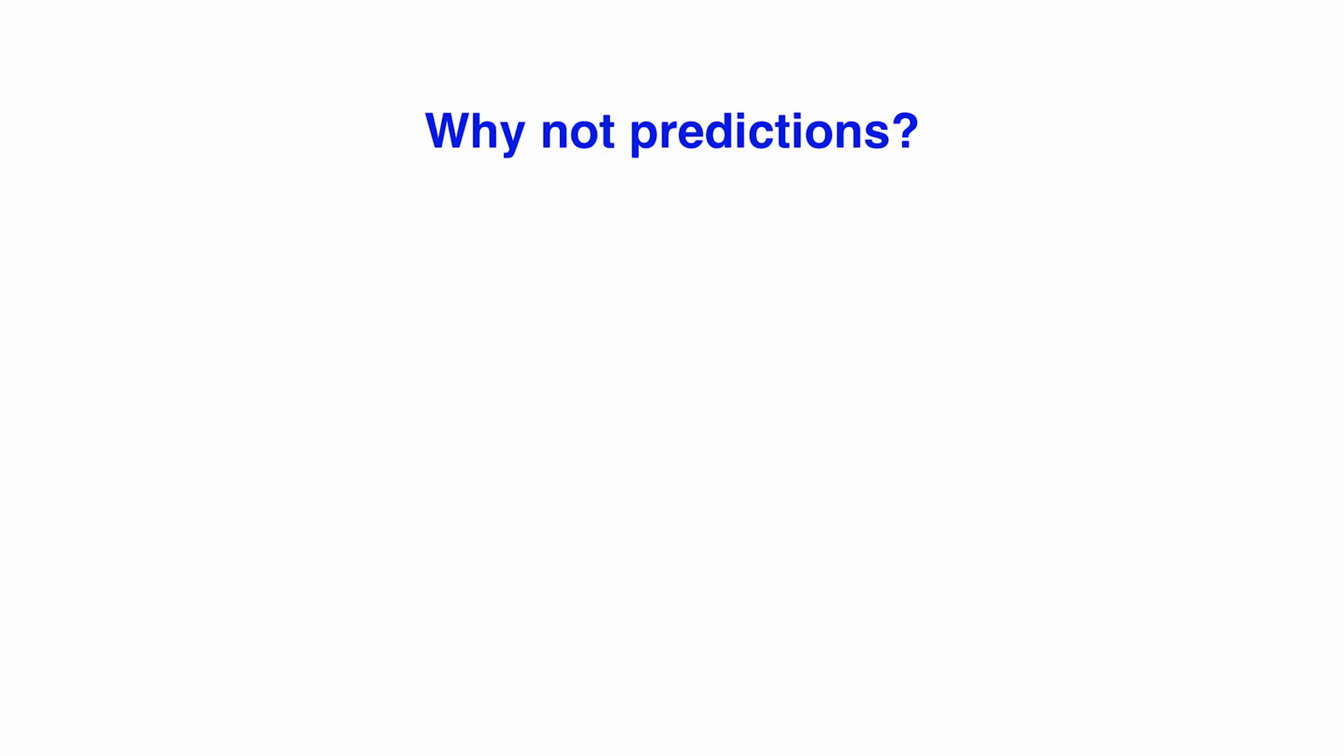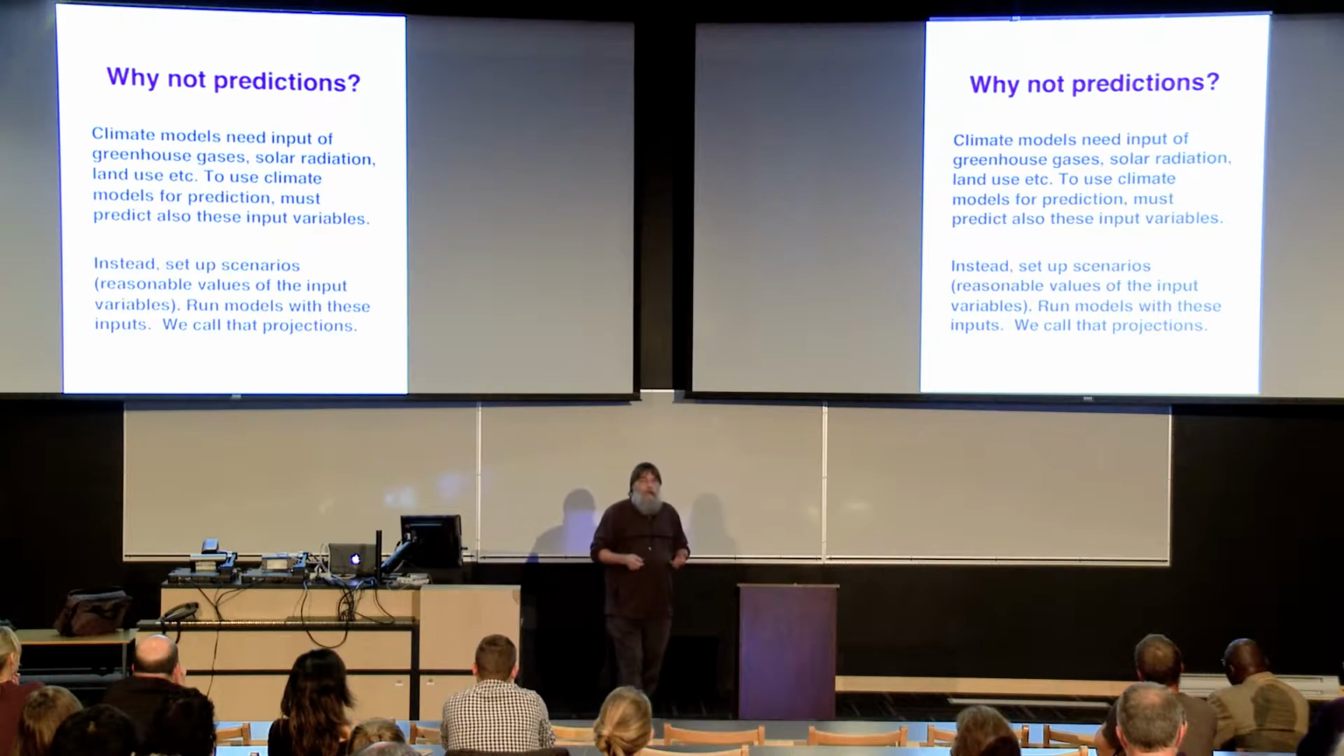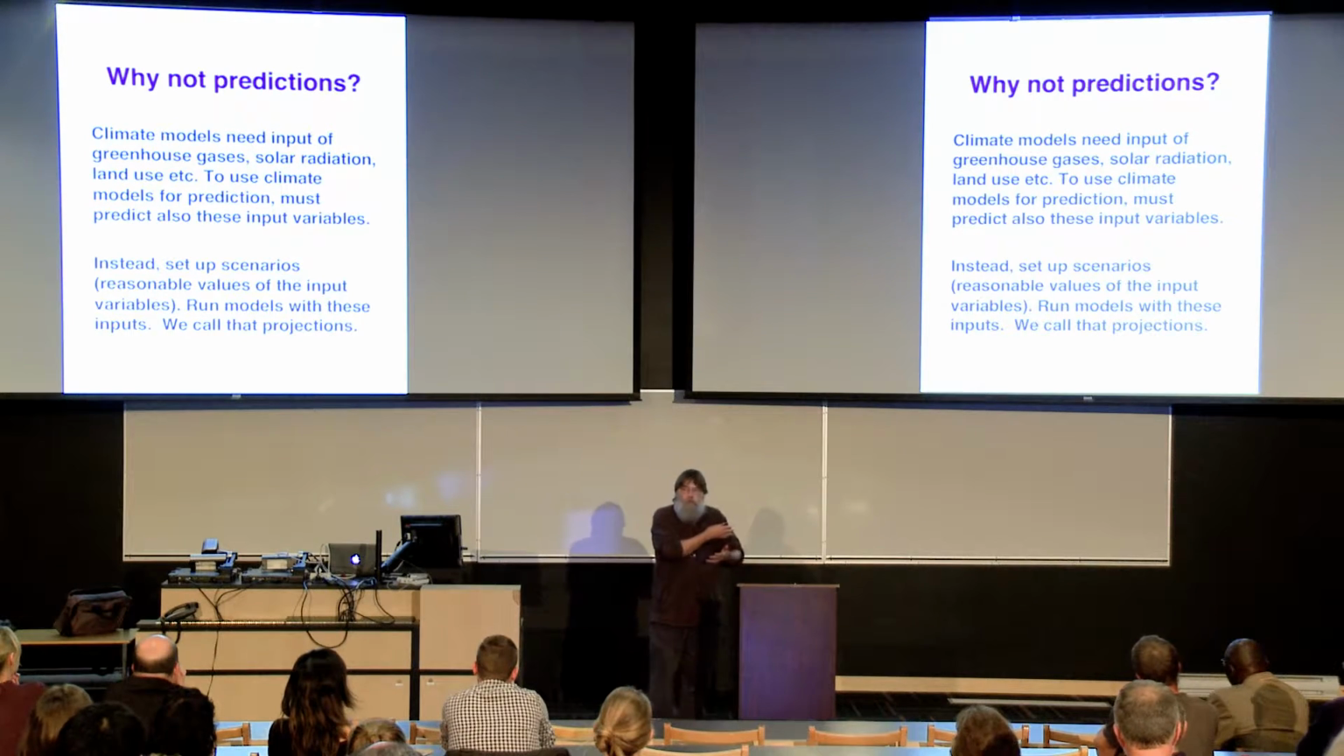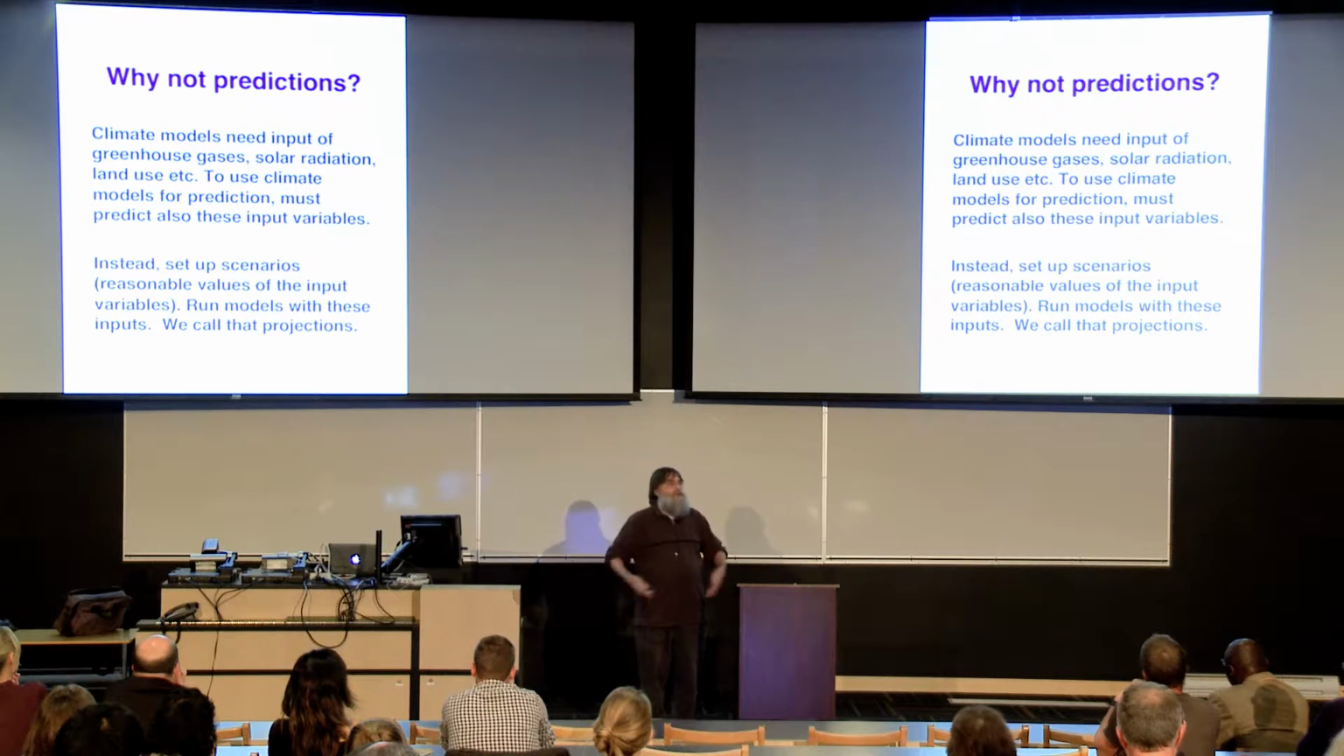I'm going to look at projections. Projections is what people in climate science do when they want to talk about the future. Instead of doing predictions, you set up a scenario. You say, okay, let's put down a reasonable string of land use, greenhouse gas emissions, etc., and use that as our input to the model.